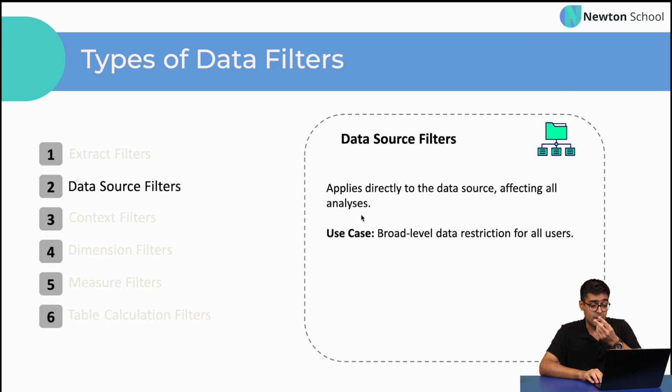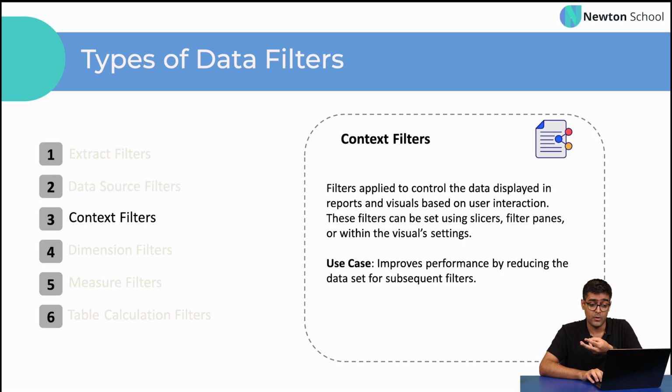Now that we have extract filter, data source filters, third will be context filters. Now this filter is applied at a worksheet level. Up until now, the 2 filters happened at the data level or at the data source level. This is the first filter out of the 6 which we are applying at the worksheet level. First, let's go through the definition, and then I'll tell you the use case scenario for it. Filters apply to control the data displayed in reports and visuals on user interaction. Users interact with worksheets, right? These filters can be set using slicers, filter panes, or within the visual setting. And it improves performance. Like I said, it's a performance filter.